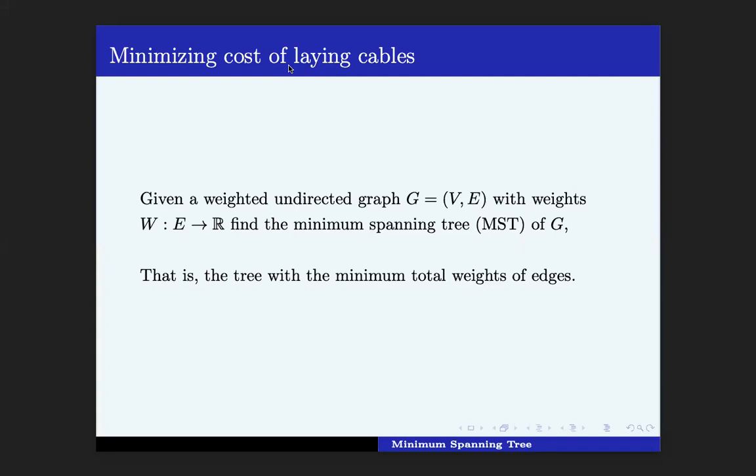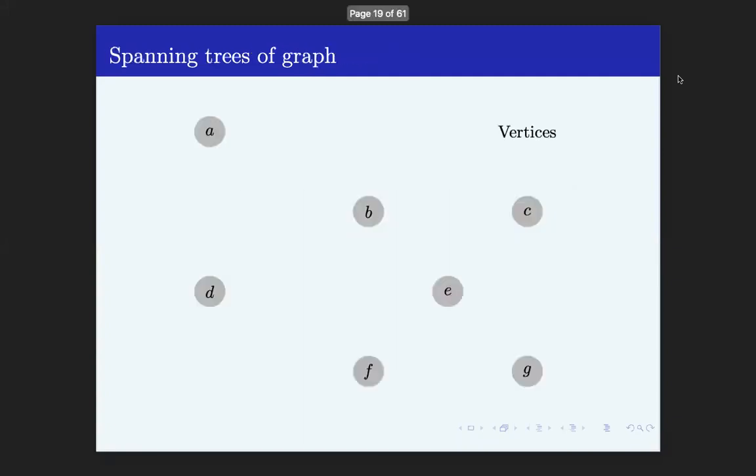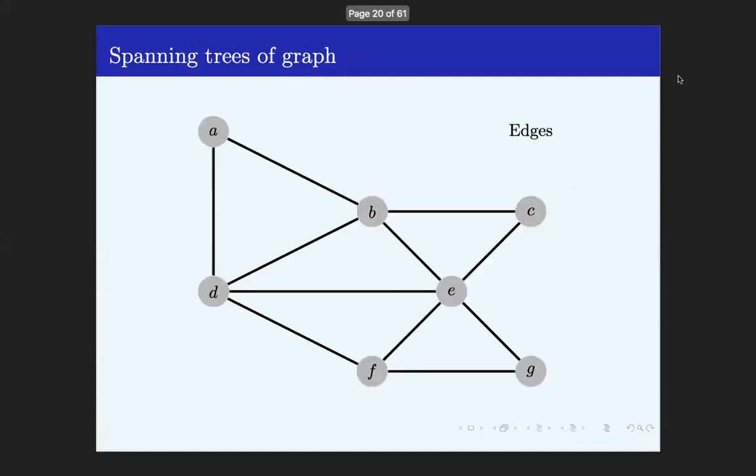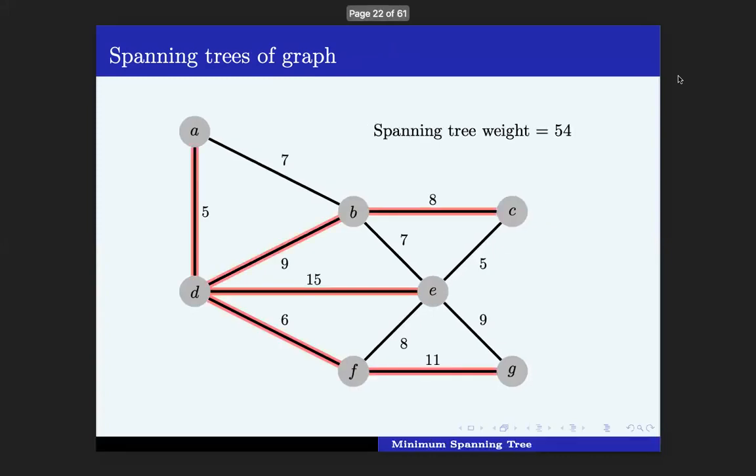Is it clear? Yes, sir. Okay. If it is clear, I would like to go over this example once. So here is a graph, the weighted graph.